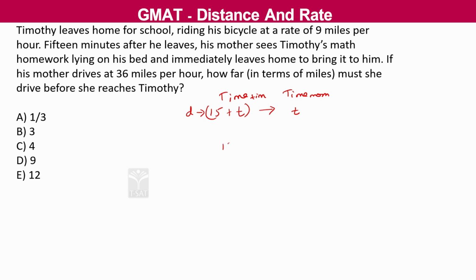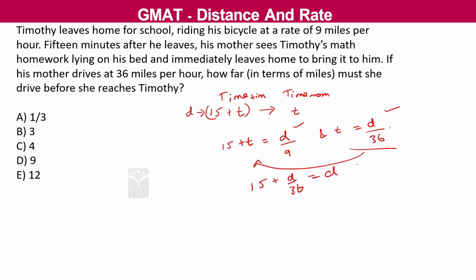So, we can say that 15 plus t, the time taken by Timothy, will be the total distance divided by his speed, which is 9 miles per hour. Distance is d divided by 36 miles per hour. So, 15 plus t, substituting t from that equation to this equation, plus d by 36 is equal to d by 9. So, 15 minutes needs to be converted into hours. Since the speed is in miles per hour, it will be 15 by 60.